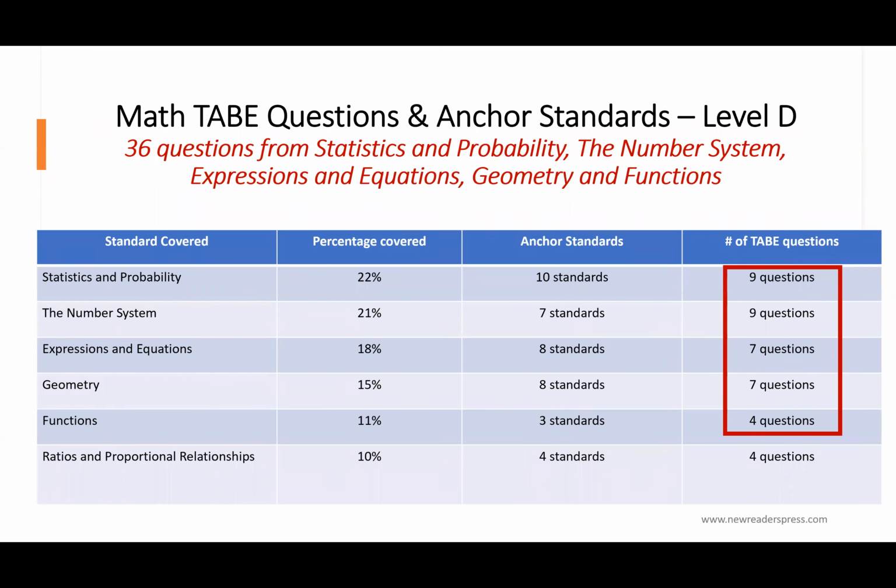If we move on to D level, you'll see that 36 questions come from 5 sections. These include 9 questions each from statistics and probability and the number system, 7 questions each from expressions and equations, as well as geometry, and 4 questions from functions. I noticed too that there are 4 questions here from ratios and proportional relationships, but if you're not covering it in level M and you move to level D, you may not need to cover it in level D either. And because functions does come into play at level A, I just wanted to make that one of the highlights.